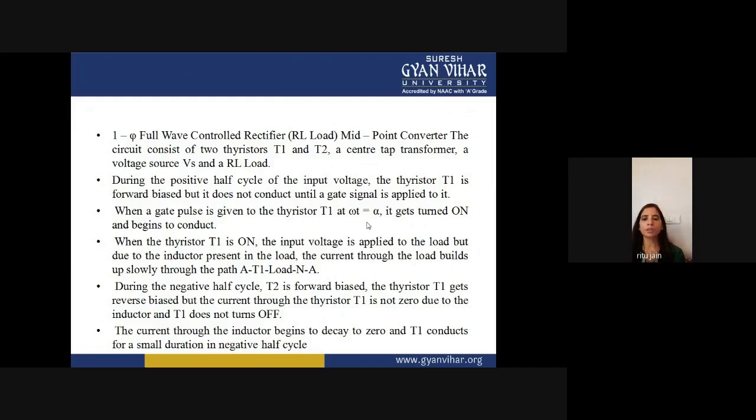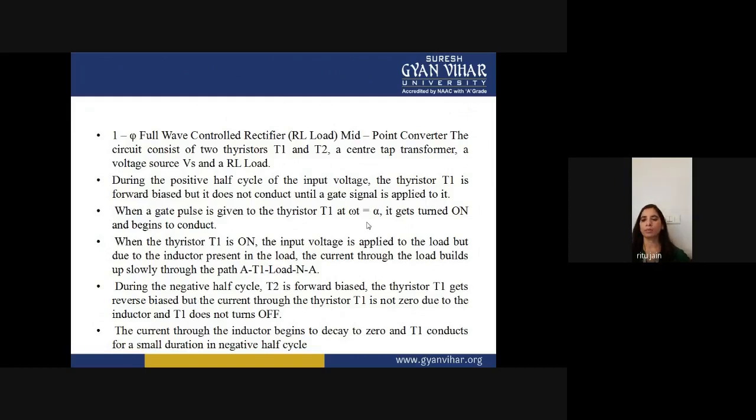When the thyristor T1 is on, the input voltage is applied to the load, but due to the inductor present in the load, the current through the load builds up slowly through the path A, T1, load and A. During the negative half cycle, T2 is forward biased and the thyristor T1 gets reverse biased, but the current through T1 is not zero due to the inductor, and T1 does not turn off. So the current through the inductor begins to decay to zero, and T1 conducts for a small duration in the negative half cycle.